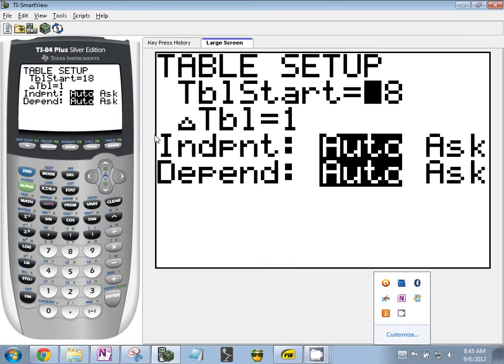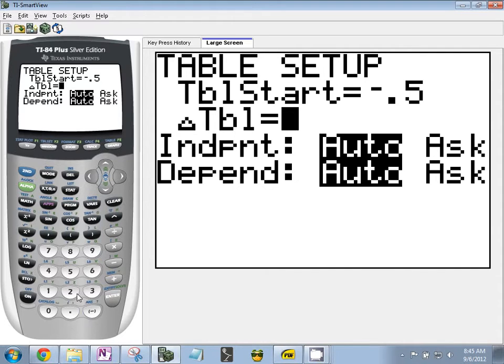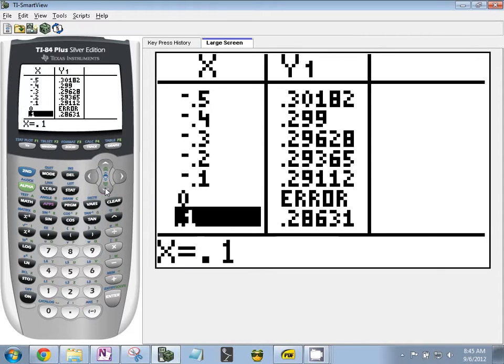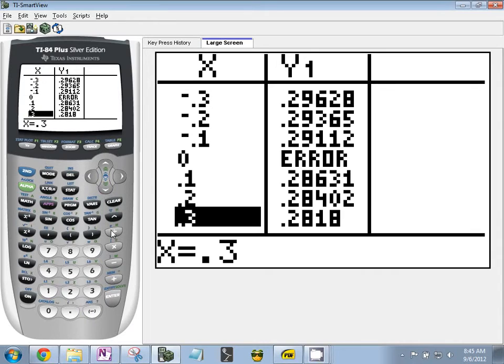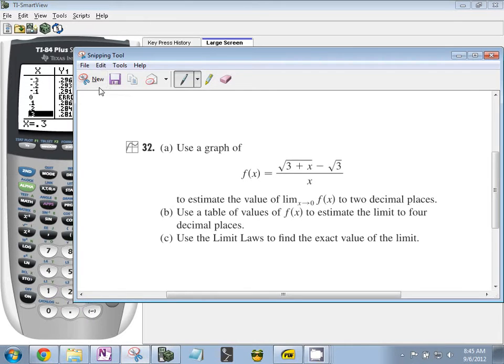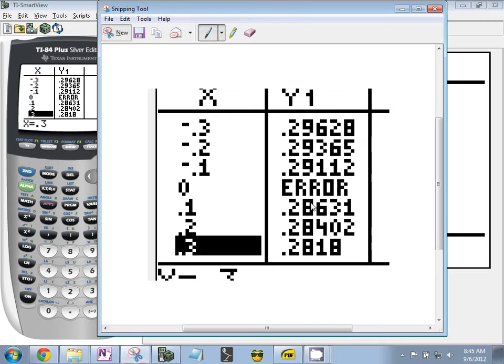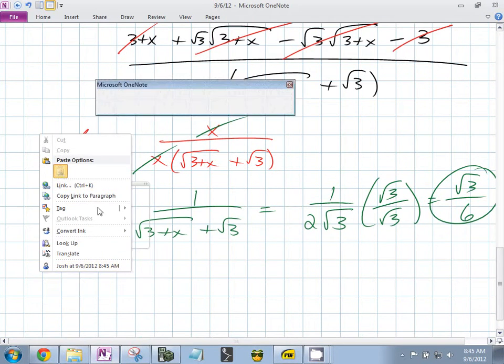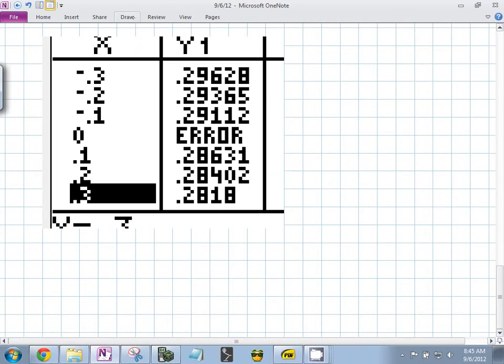You do the table set, and we want to start at, let's say, I don't know, negative 0.5, and what's delta going to be? 0.1. And you do the table, and look what you get. Should there be an error right there? Yeah, because you can't divide by 0. So what does that table tell us? If you're approaching from the left and the right, does it look like it's approaching the same thing from the left and the right? Yeah, it looks like it right here. Looks like it's approaching the same thing.